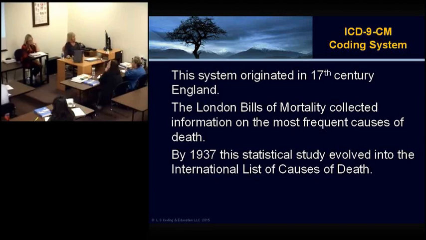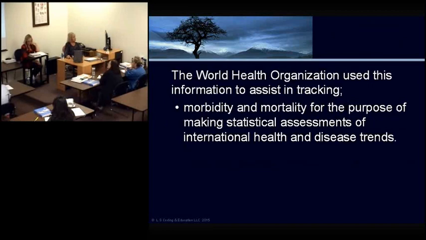And then the World Health Organization used this information to track morbidity and mortality for the purposes of making statistical assessments of international health and disease trends. That's how we're tracking Ebola right now. WHO is doing the tracking, and they're doing it all with ICD-10 codes. In the United States we're about 12 years behind the rest of the world in bringing the ICD-10 on. We've been using the ICD-10 in the United States only for mortality and death, not using the ICD-9 because it wasn't robust enough.